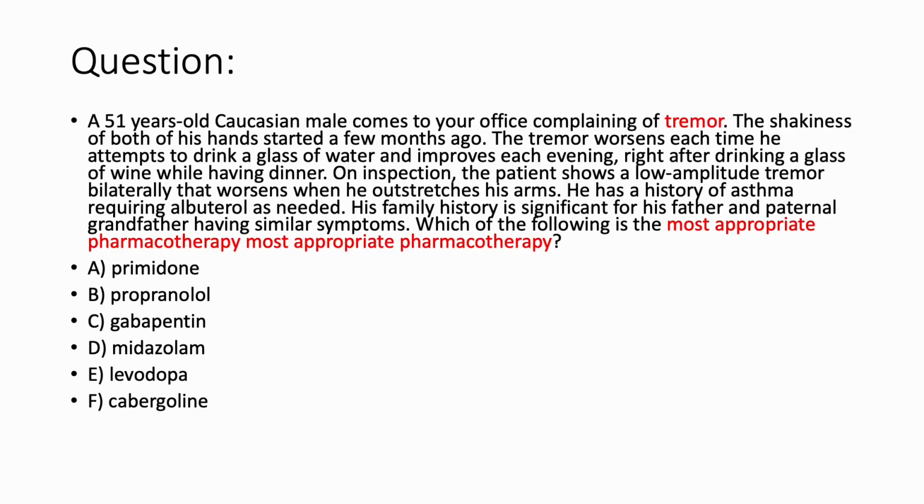So guys, first of all, it's clear that this is a question about tremor because it's clearly stated in the question stem that the patient comes complaining of tremor. Now you remember that the most important part in solving questions in the USMLE is to read the last sentence first. So I have highlighted it here for you. The question basically asks which drug is used to treat this patient's tremor.